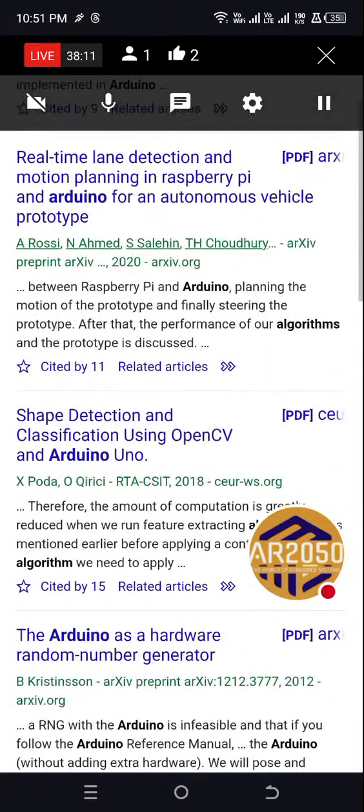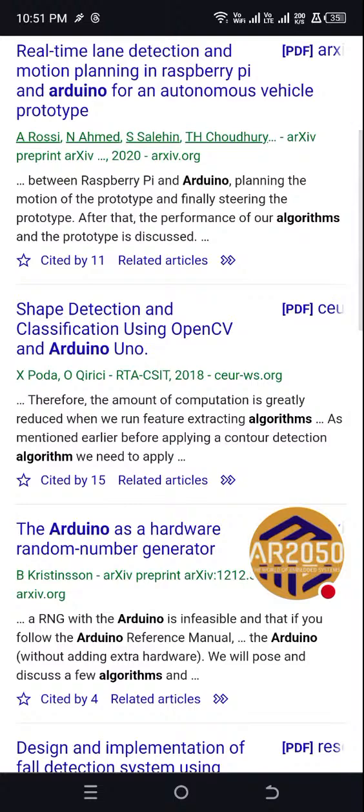Model predictive control, shape detection and classification. Well, that's one of the topics I recently did.